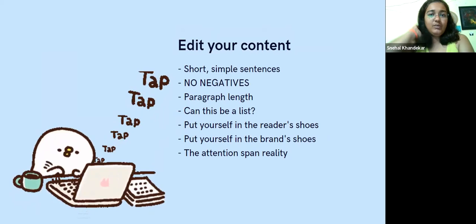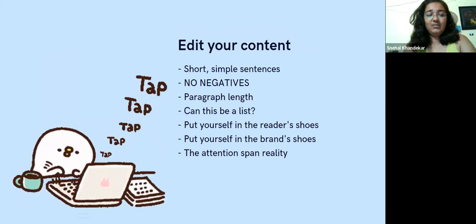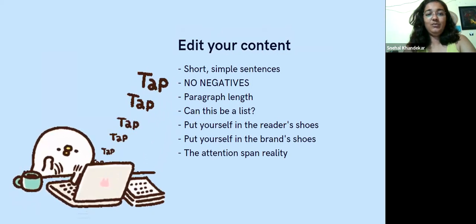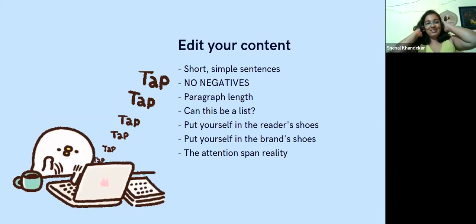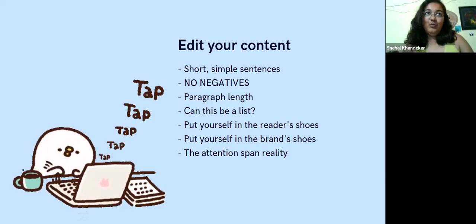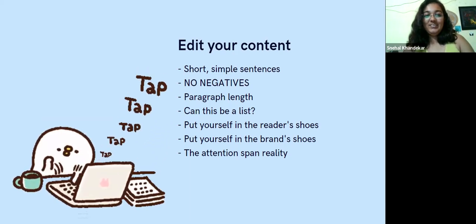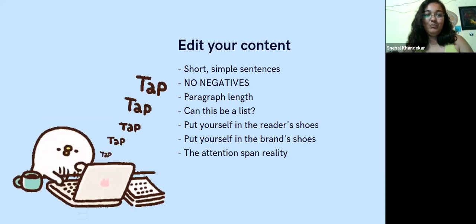And just to add to what we have said before, short, simple sentences, no negatives. As much as possible, don't. I mean, I am starting a sentence with a negative, but I am not writing a blog. So what I'm trying to say is, don't say, don't do this. You could probably say, do that instead. As much as possible, do not use negatives because it's a very psychological thing that it turns the whole mood down. Paragraph length.